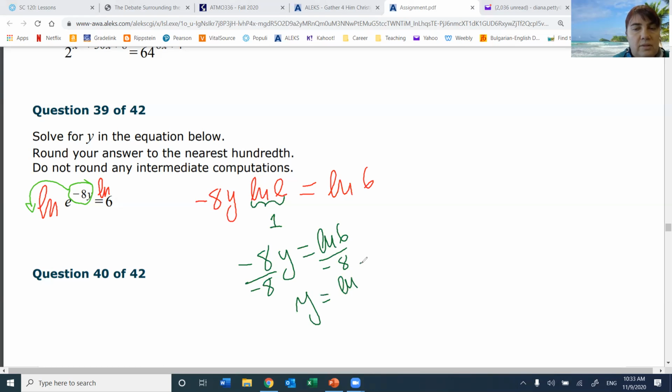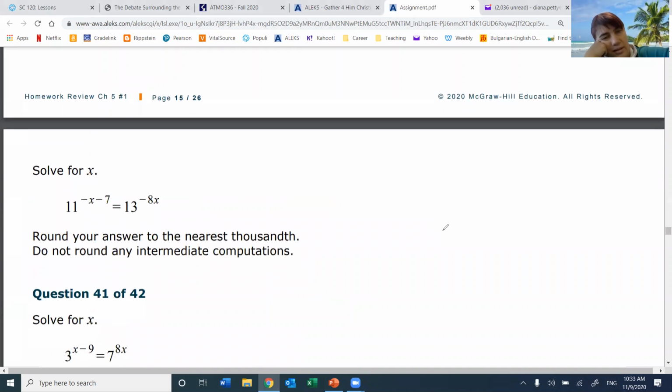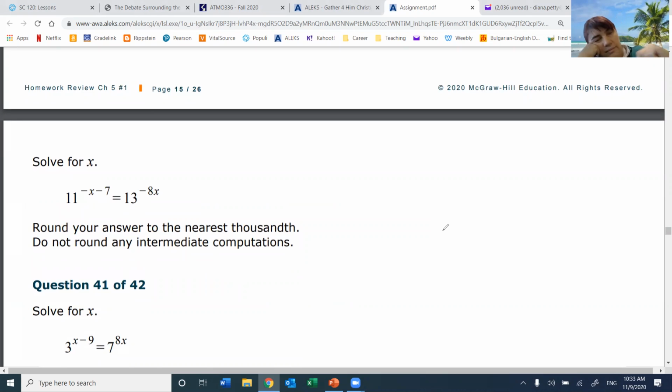This was actually easy. This would be negative 0.22. That's right. Okay, this was easy. I think this chapter is easy. Okay, the next one, what shall we do?